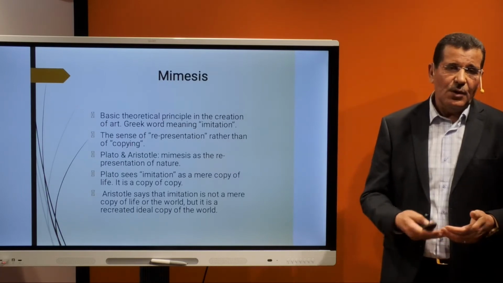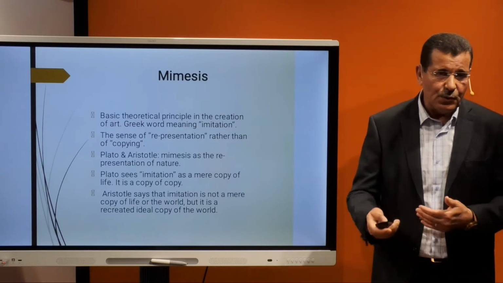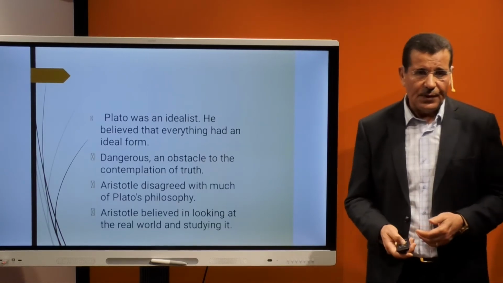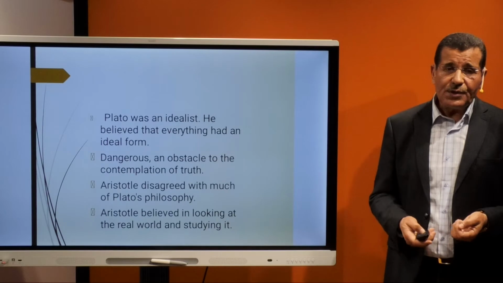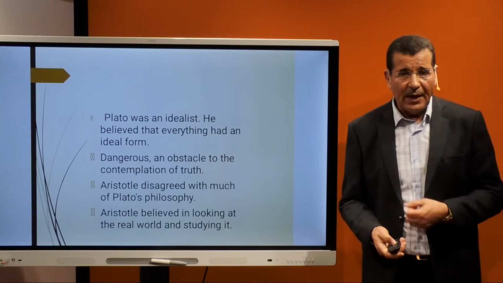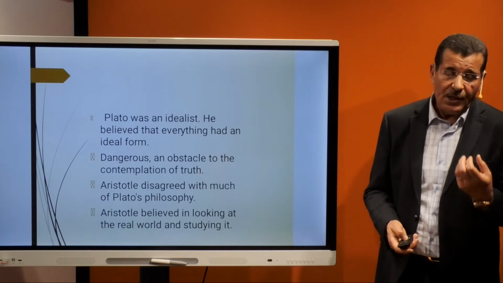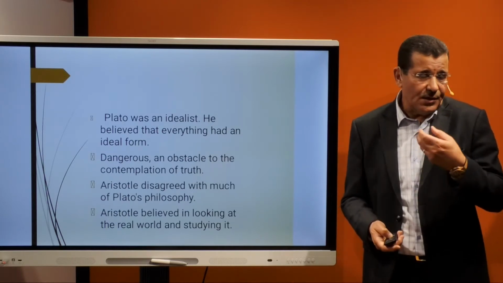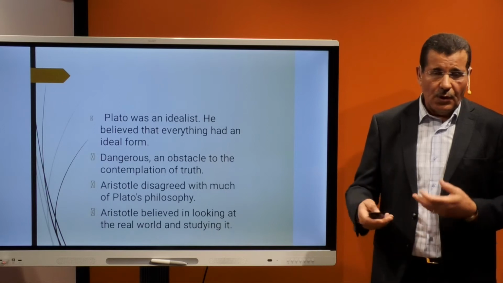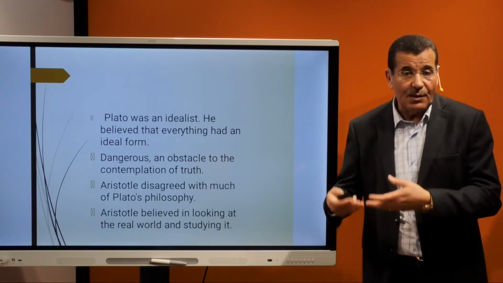From the beginning, we find this disagreement between these two philosophers. Of course, Plato was a utopian, an idealist. He believed that everything had an ideal form. That is to say, the world that we live in is just a copy or a shadow of a real world that exists somewhere else.